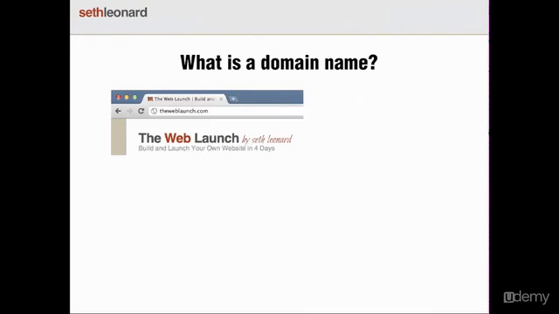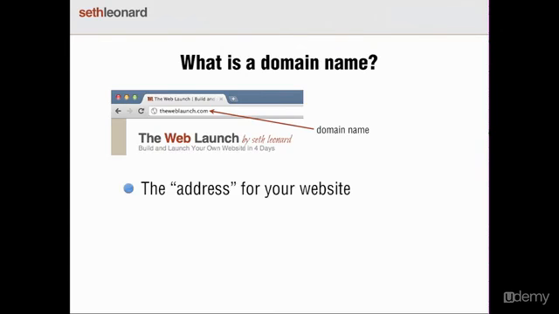I have a little screenshot here of the corner of a web browser, and that little address that you see in the upper corner of the web browser, that is a domain name. So for this site, it is the weblaunch.com. For a company like Apple, it is apple.com. So your domain name is your address for your website. It is also the address for your email, but we're not going to be dealing with email in this course. This is really focused on getting your website up and running.